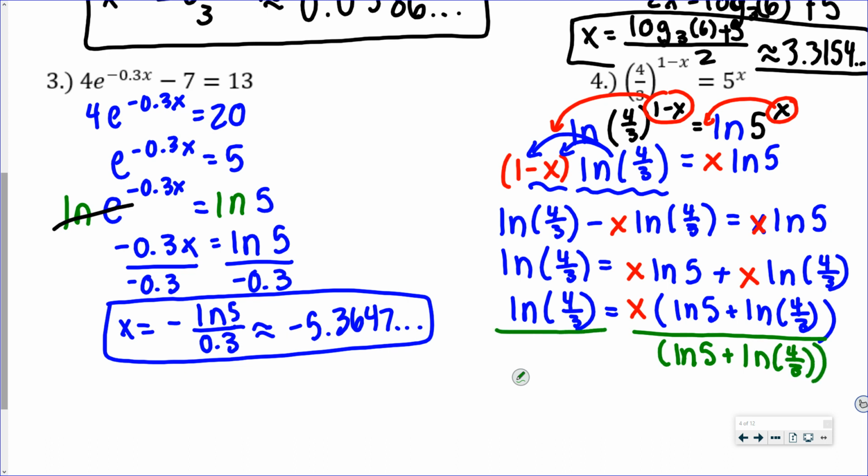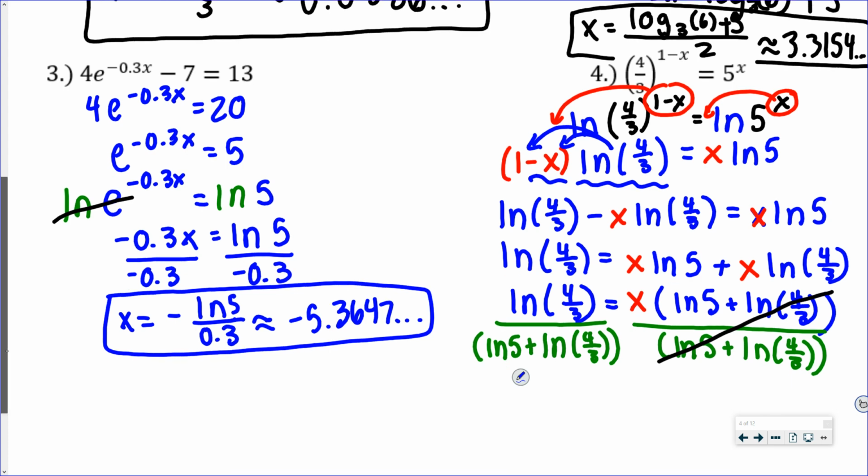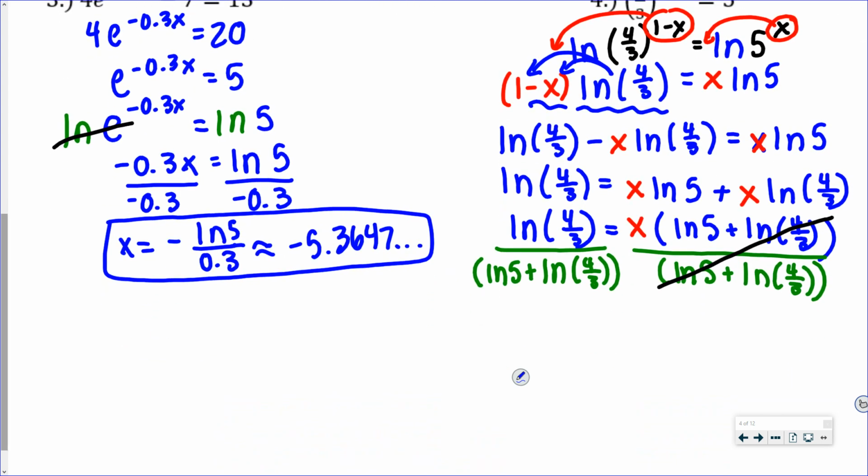You're like, I was having fun until now. And that would get rid of that whole number. So our exact answer would be this: the natural log of 5 plus the natural log of 4/3 in the denominator, natural log of 4/3. Those do not cancel. That'd be my exact answer.